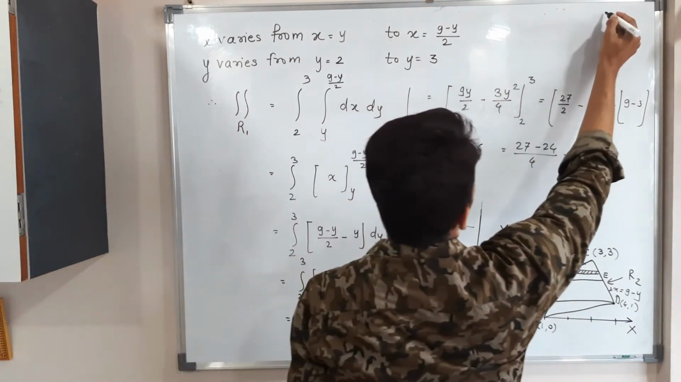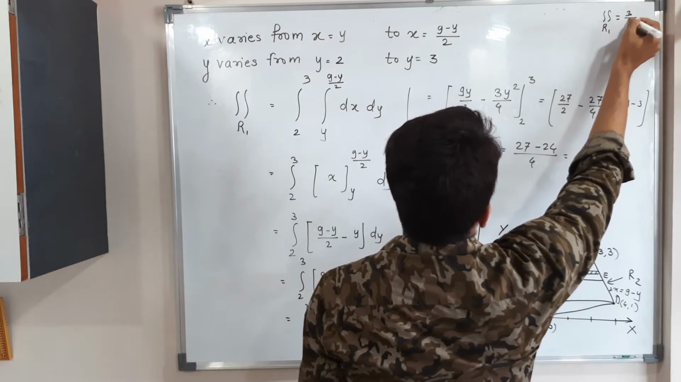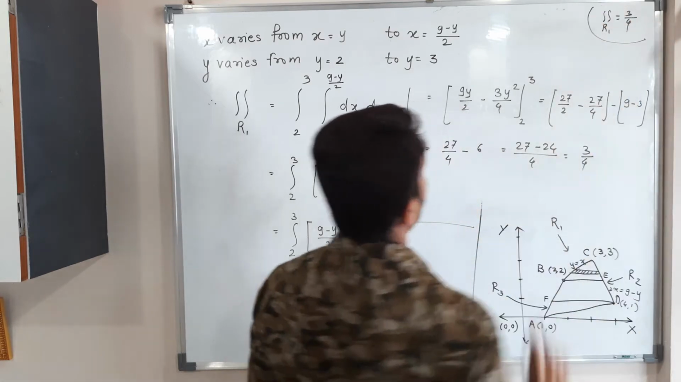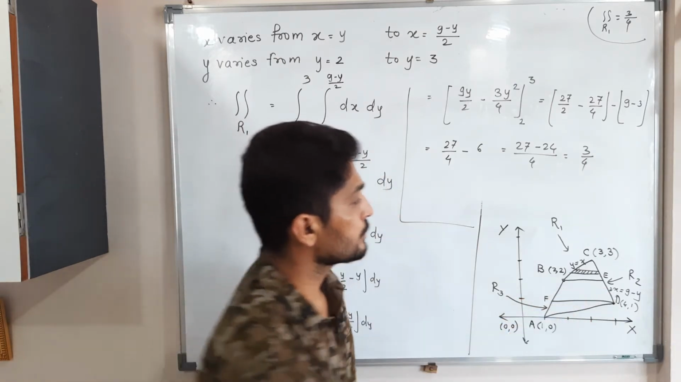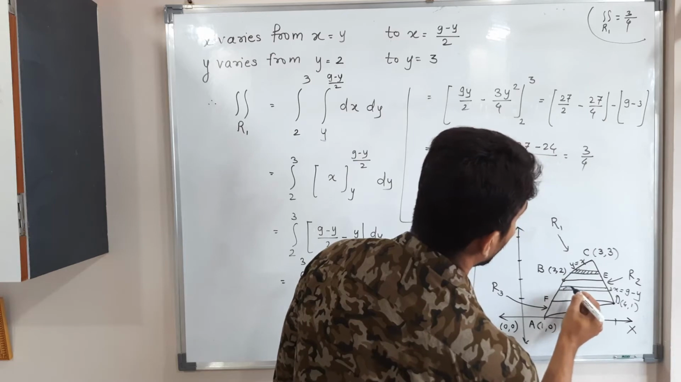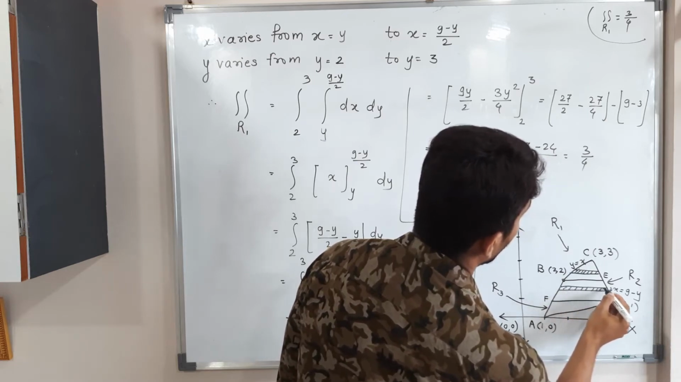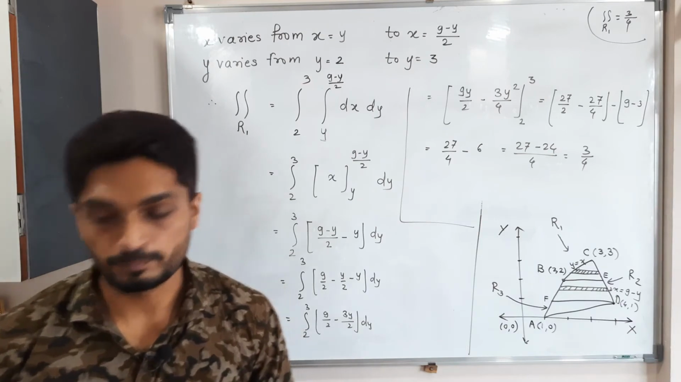So I will mention in this corner, the double integration over R1 is 3 by 4. So this value we have. After that, we have to solve on this region R2. So that means now we have to consider a strip like this. Make a screenshot of it, and after that we'll go for R2.